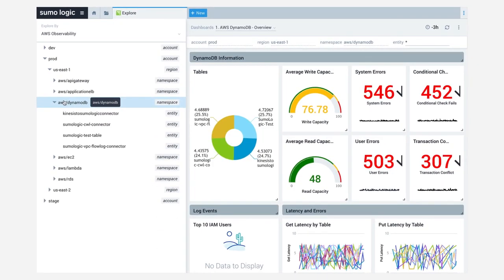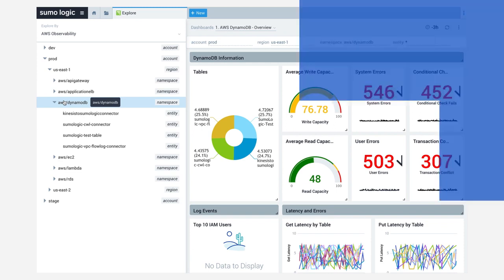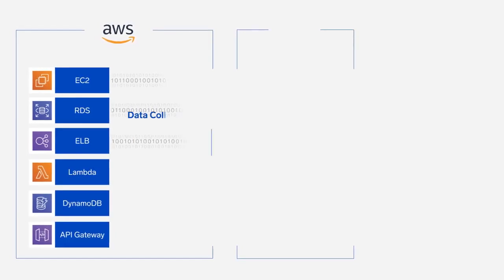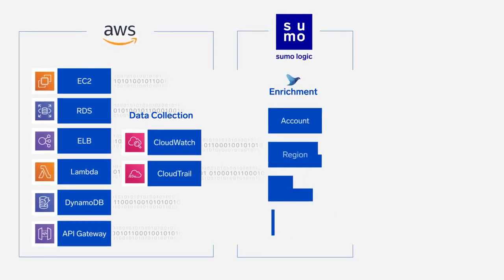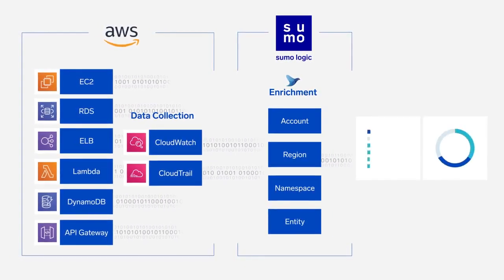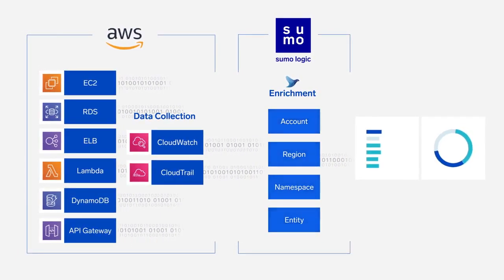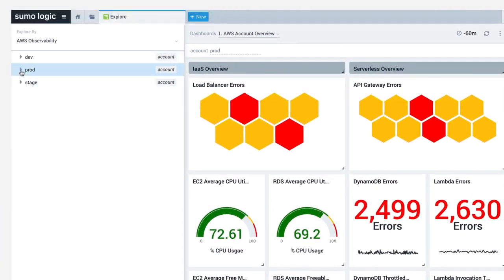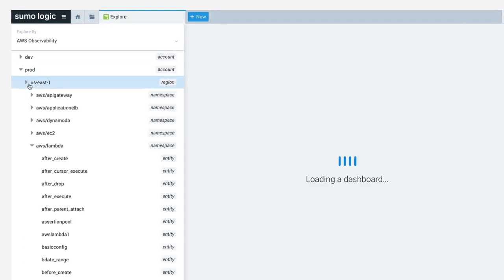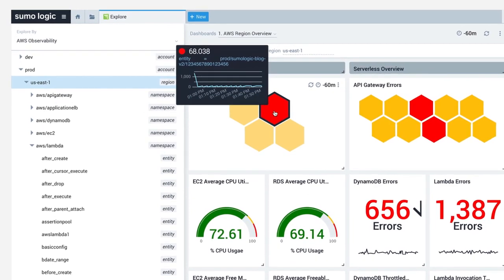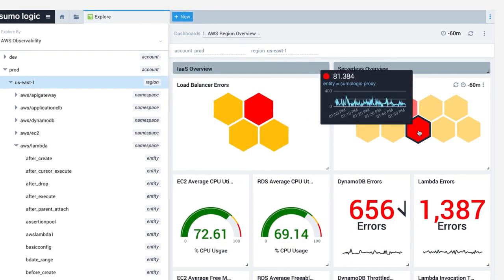This begins by unifying your data. In just a few clicks, critical CloudWatch and CloudTrail data are configured to stream into Sumo Logic. Data from each service gets tagged with the account, region, and entity of where it originated in AWS. With the data tagged, Sumo Logic automatically builds out a map of your AWS accounts and services, providing dashboards on the right that correspond to the service or entity selected on the left.